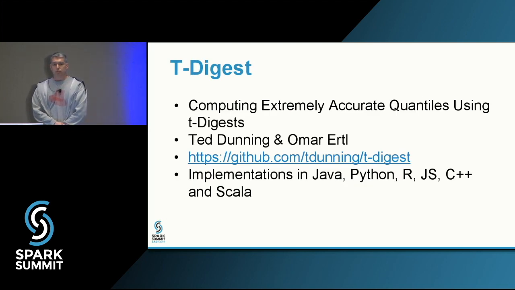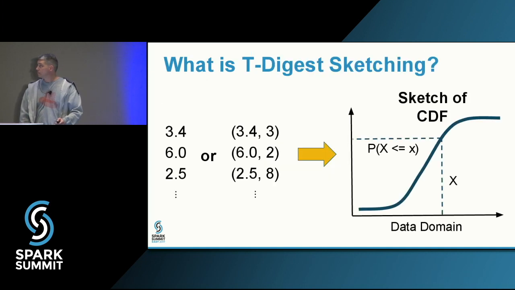So the sketch I'm going to be presenting today, the T-Digest, was introduced in a paper written by Ted Dunning and Omar Erdl, "Computing Extremely Accurate Quantiles Using T-Digests." You can see Ted Dunning's GitHub site up there where he has code and actually the copy of the paper itself. And there are other implementations. There's implementations in Java, Python, R, JavaScript, C++, and Scala.